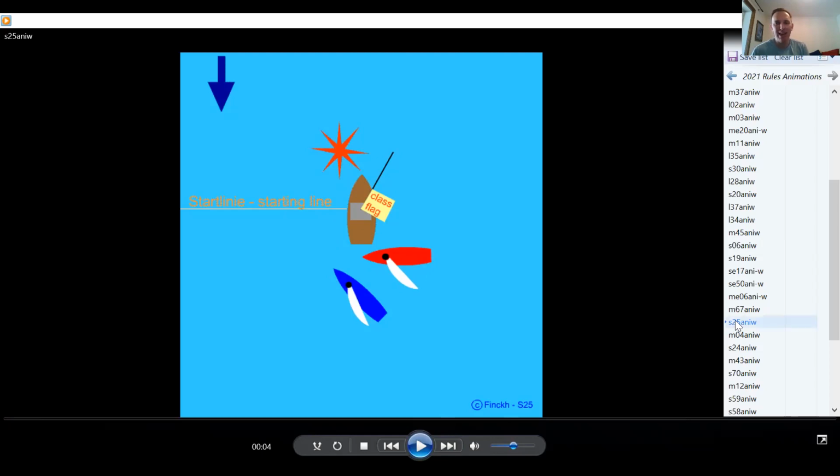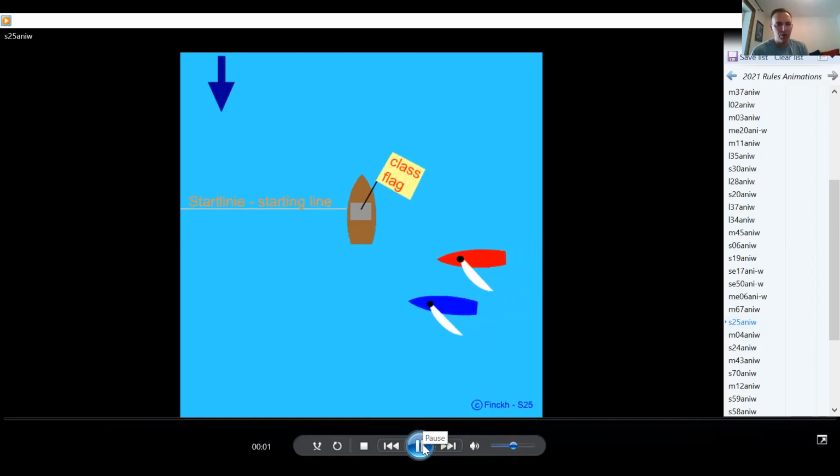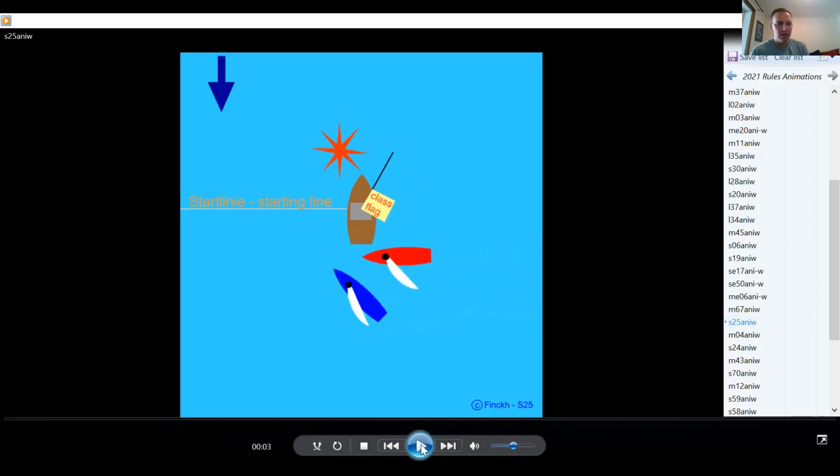This happens occasionally, but not very often. It's only when blue starts to, if red can't stay out of the way, like physically doesn't have any room to get out of the way, then blue would have to allow red to get around the committee boat.